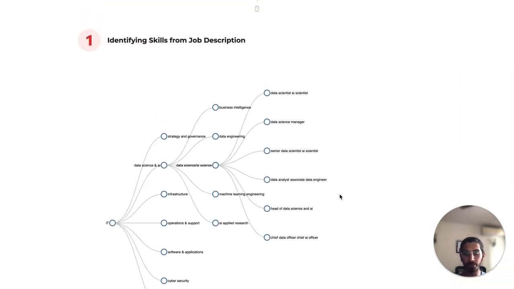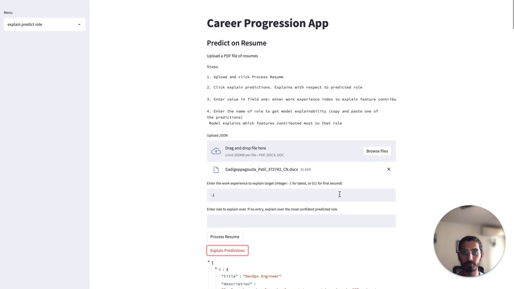Now let me show you the career progression engine which we have built on top of our career architecture framework, and on top of our career architecture ML engine. This is a very basic demo of the application where you can upload a resume. I have uploaded one resume here.